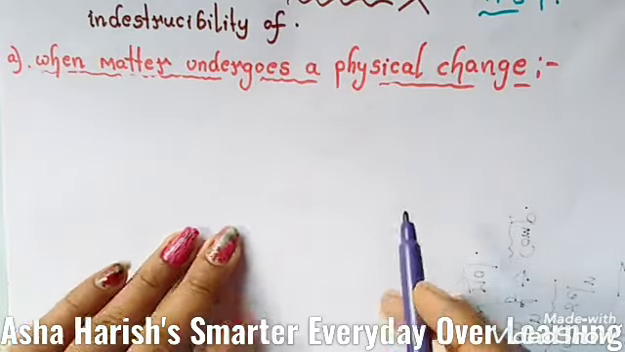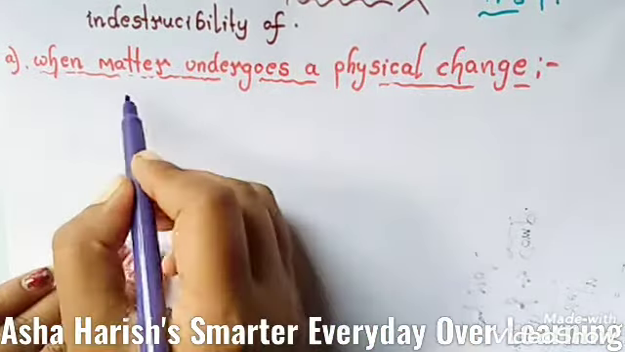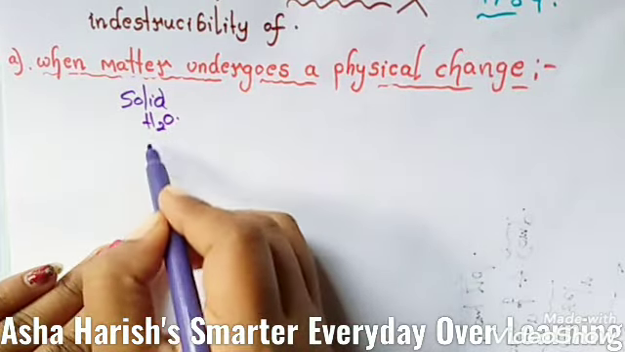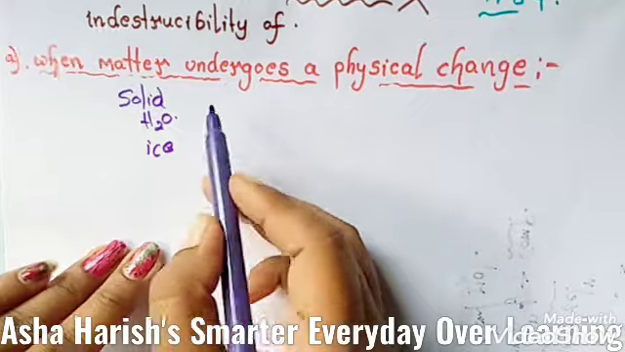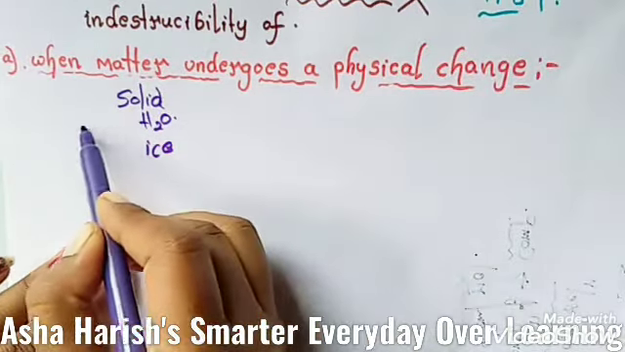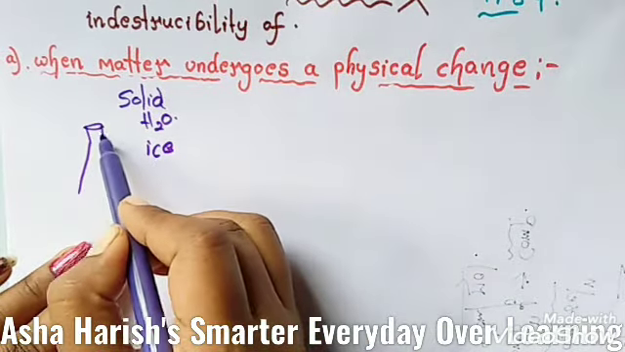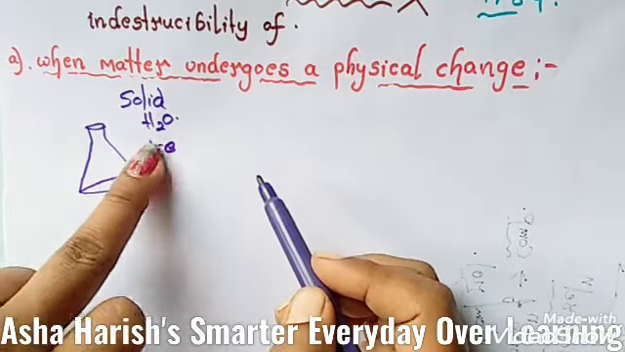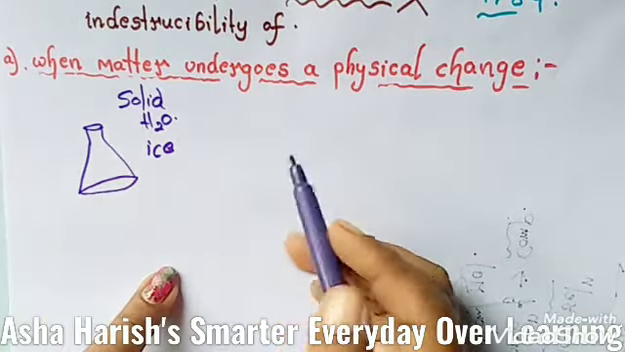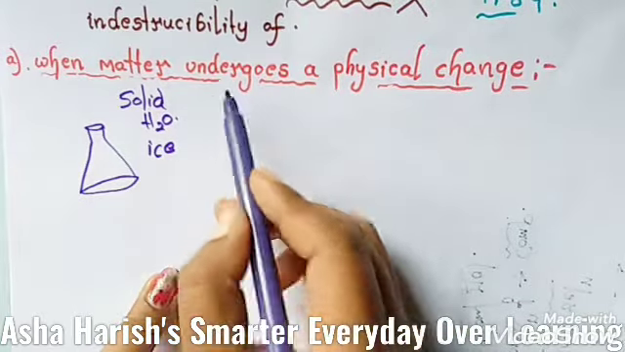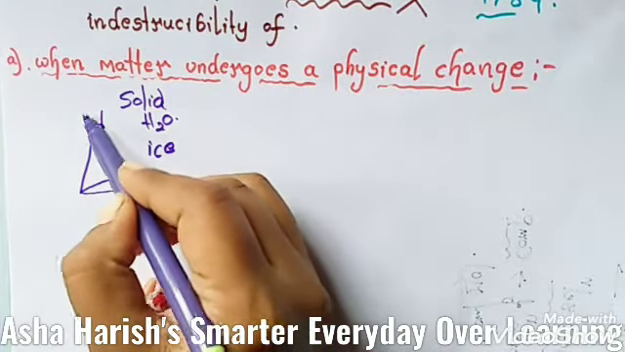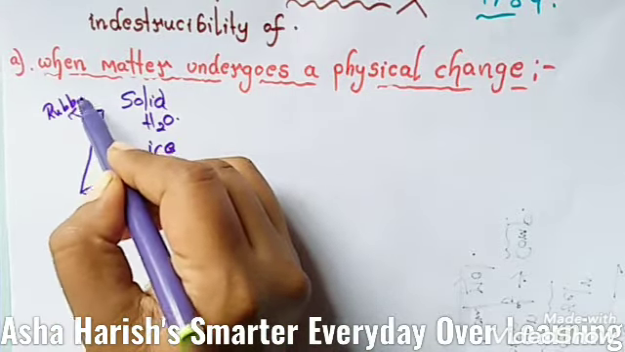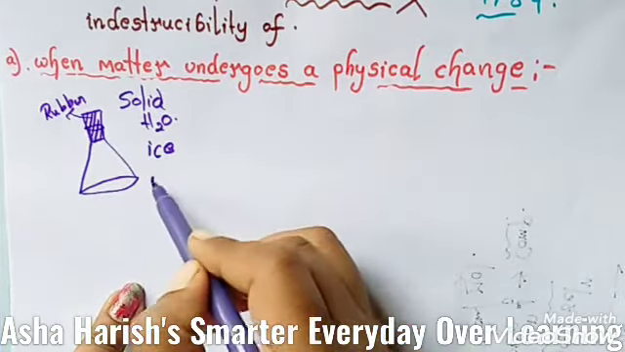When matter undergoes a physical change, take a piece of ice, the solid form of water, in a small conical flask. The conical flask looks just like this. In this flask you take solid water, that is, an ice cube, and it is well corked. You place a rubber cork here. This is the rubber cork. Okay, and you can wait.